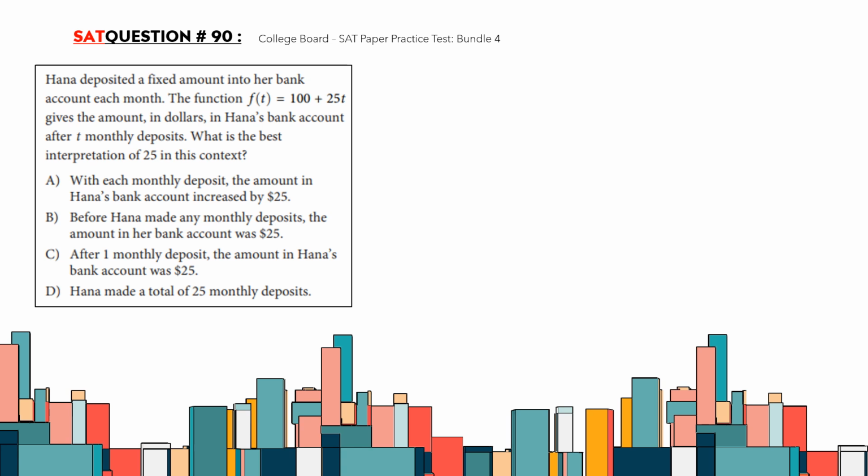Question number 90. Hannah deposited a fixed amount into her bank account each month. The function f of t equals 100 plus 25t gives the amount in dollars in Hannah's bank account after t monthly deposits. What is the best interpretation of 25 in this context?